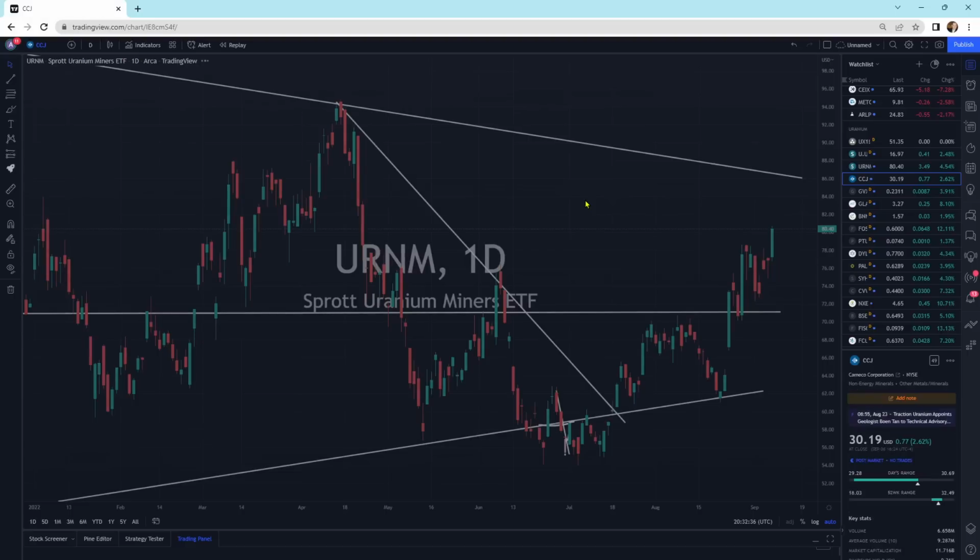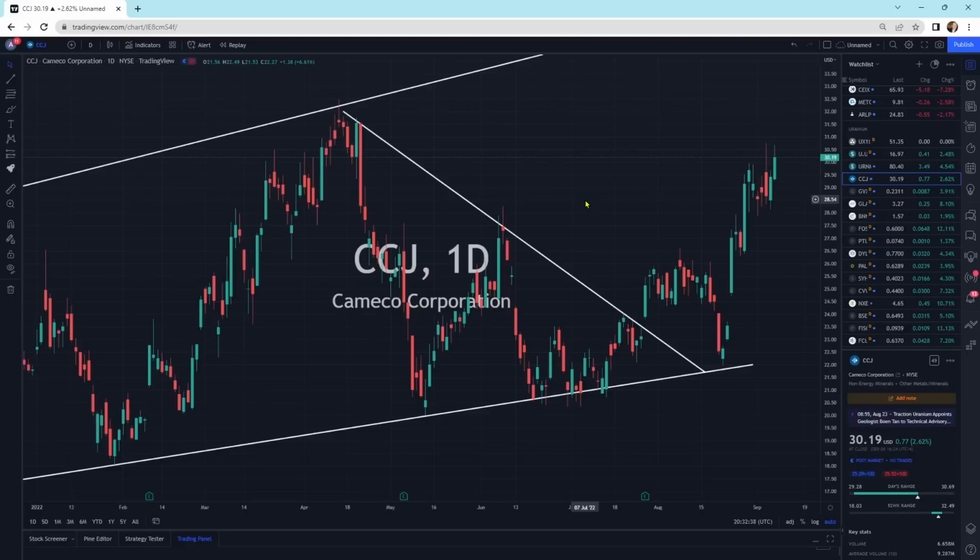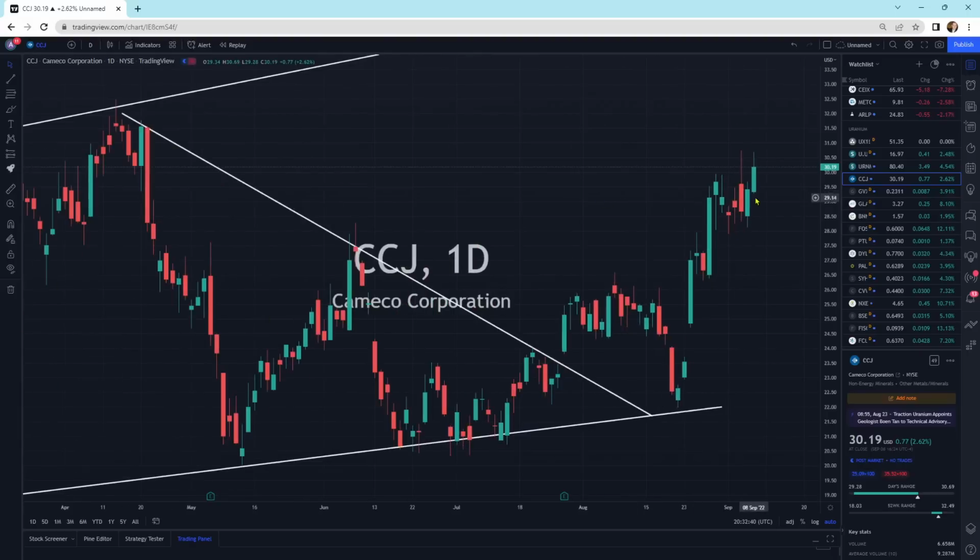Looking at CCJ, obviously, I like covering this. This is our leader here. It's also moving higher. We do have a little bit of selling pressure up here. We can see it with the wicks, the wicks at the top.